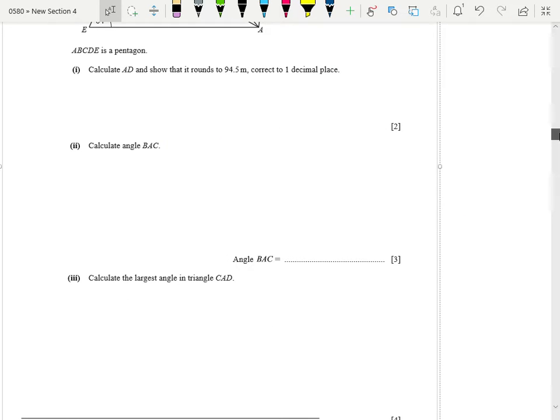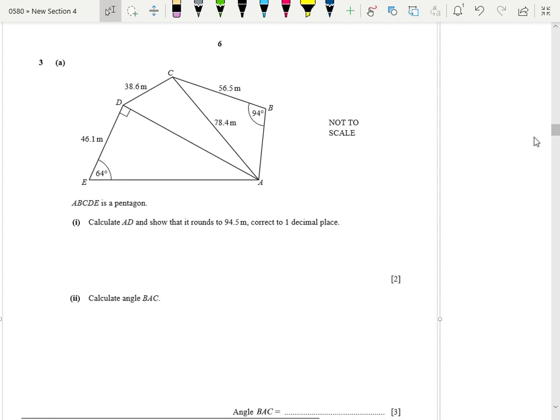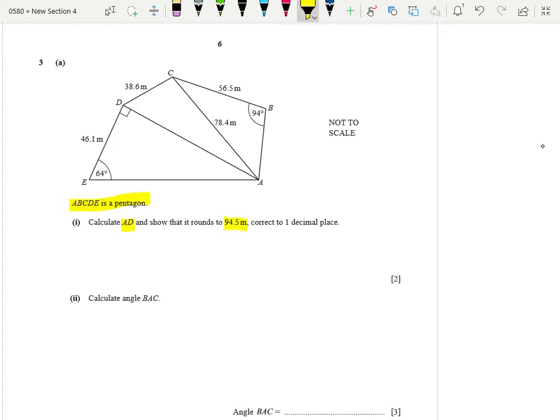Okay, so this is a trigonometry based question, and you can see three small triangles right there. So they are joined together. It's a composite figure. ABCDE is a pentagon, right? Calculate AD and show that it rounds to 94.5 meters. So this question is for show. It means you just have to prove and show your answer correct to one decimal place without having to solve. All right, so definitely you would have to show the working of the solution.